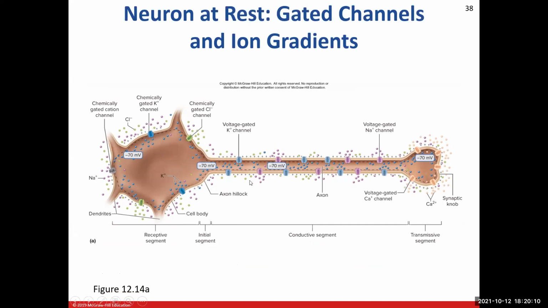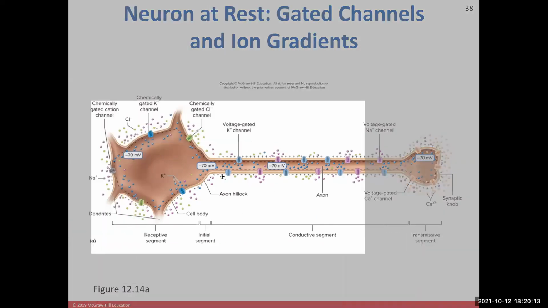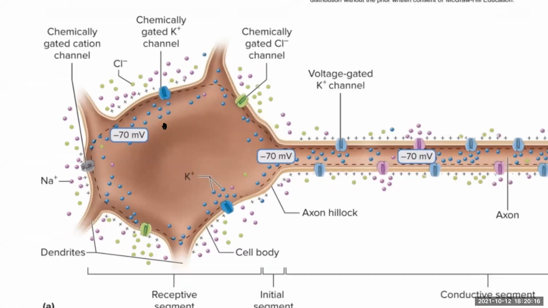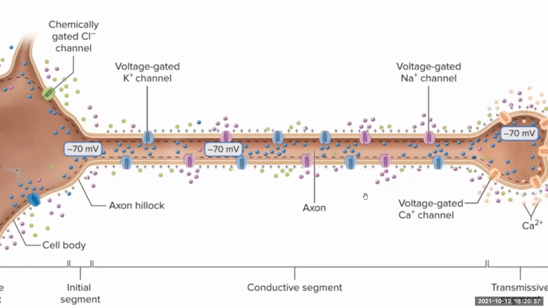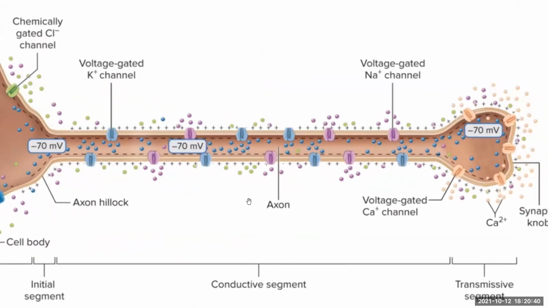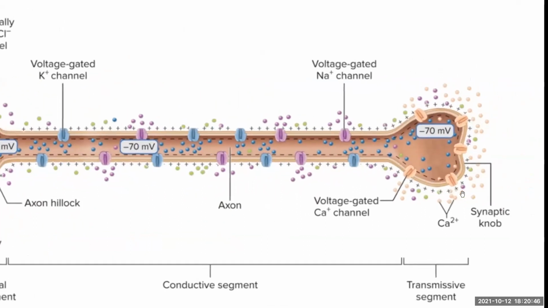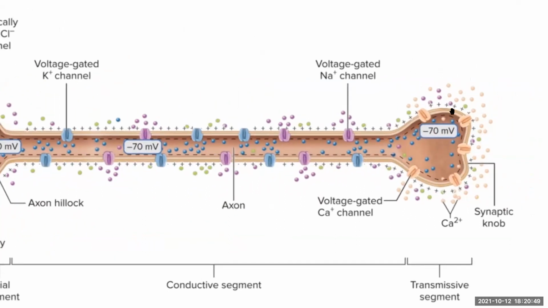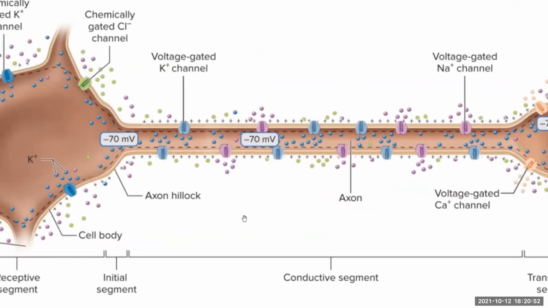And the pumps. If we zoom in on these channels, we'll start with the receptive segment. In our receptive segment, we're going to have the leak channels, but we're not talking about them right now. We'll have the sodium potassium ion pump, but we'll have chemically gated channels all throughout the receptive segment. They're all closed. Then we get down into the initial segment and the conductive segment. We have voltage gated channels. They're all closed. And then we get down to the transmissive segment. We have our calcium channels, and they are all closed. So gated channels are going to be closed.